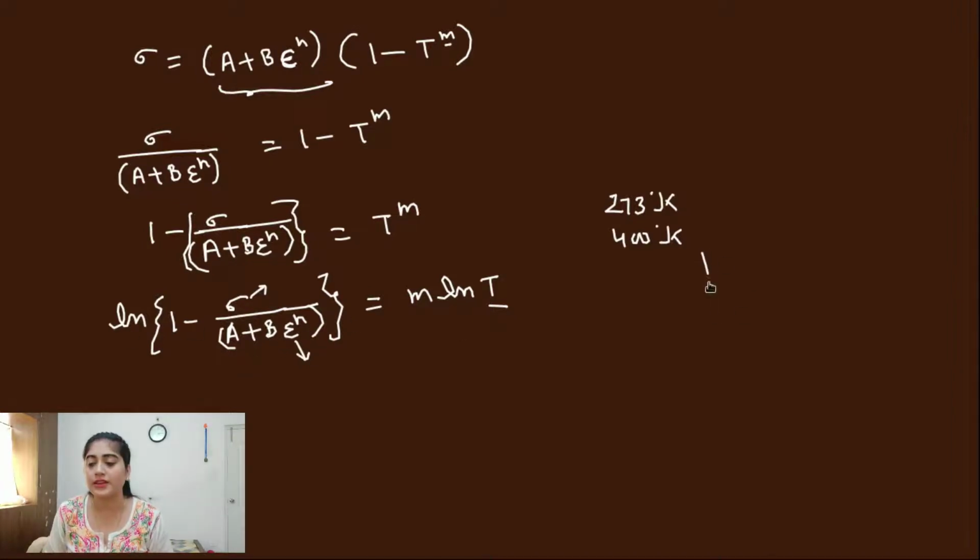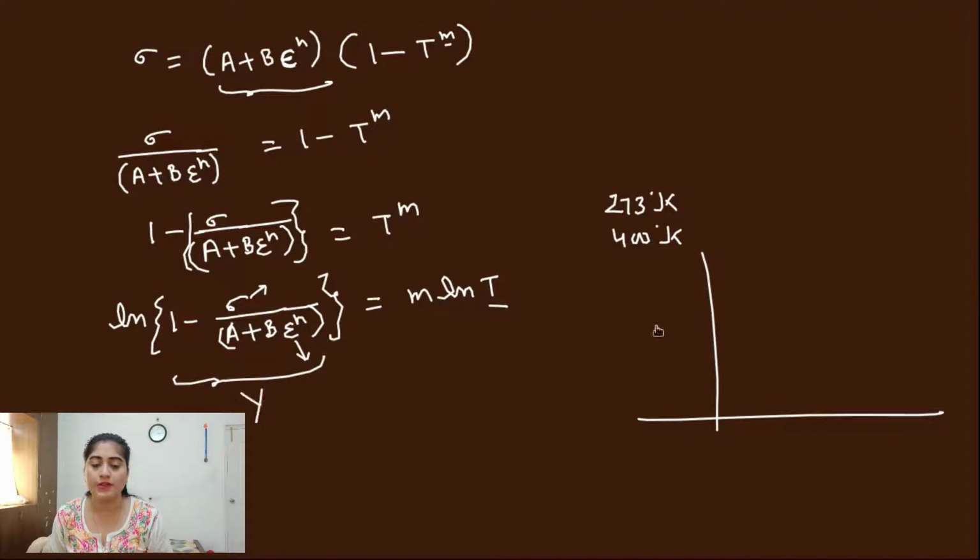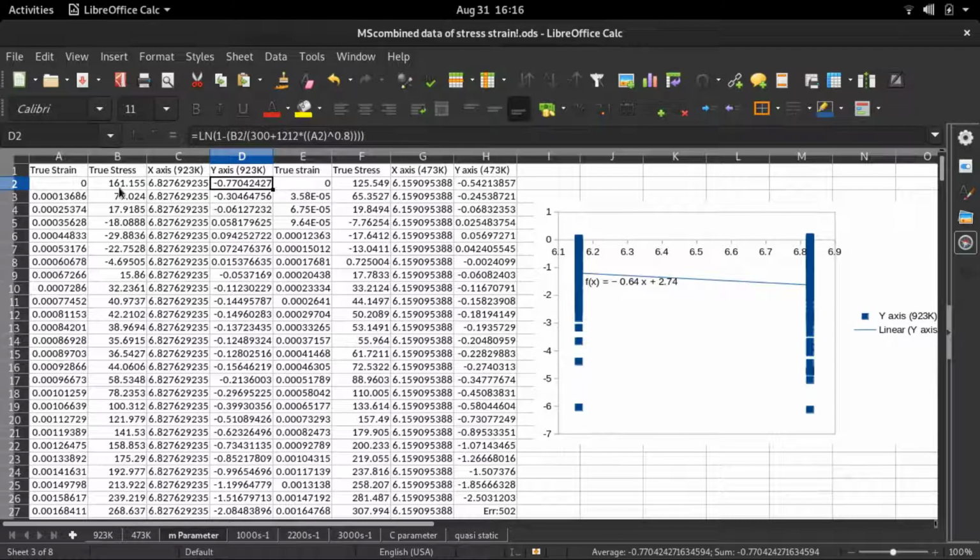So if you are making the graph, this will be your y-axis. Suppose this value is your y value, and this is ln T. So here the x-axis is ln T, and suppose you are finding some data points like this and you are fitting the trend line, so it will be like this. Whatever the slope will be, that will show you the M parameter. Now I will show you through the Excel graph. Like that you have found the strain versus stress graph for different temperatures.